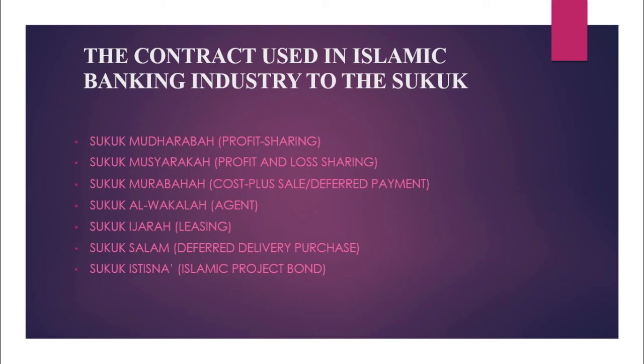Istisna is a contractual agreement for manufacturing goods and commodities, allowing cash payment in advance and future delivery, or a future payment and future delivery. A manufacturer or builder agrees to produce or build a well-described good or building at a given price on a given date in the future. The price can be paid in installments, step by step, as agreed between the parties.